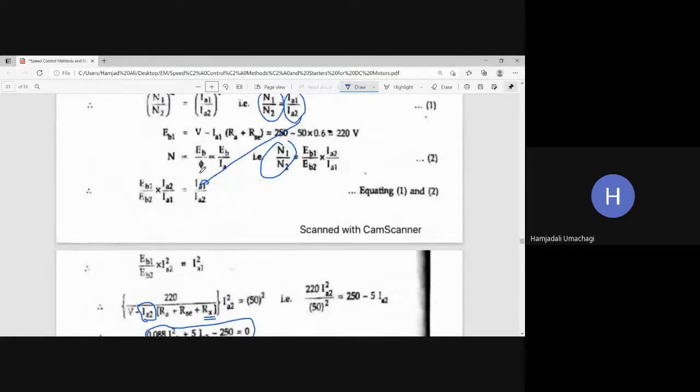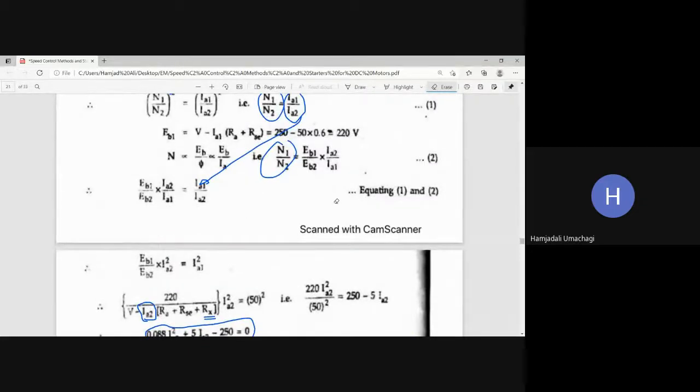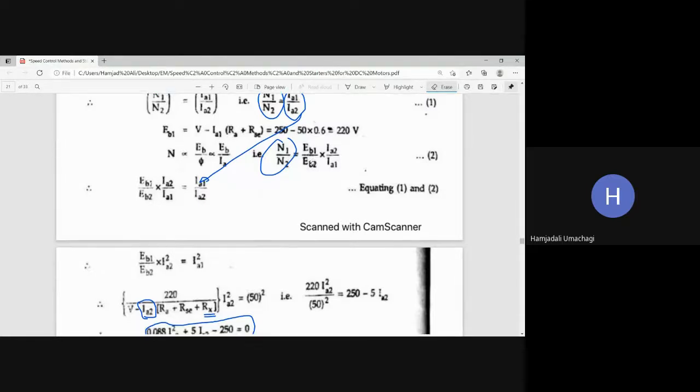Now you substitute in equation 2. Let us see what equation number 2 is. EB1 by EB2 into Ia2 by Ia1 is equal to Ia1 by Ia2. We know Ia1, we know Ia2, we know EB1. Sorry, EB2 also you have calculated. So substitute in equation 2: N1 by N2 is equal to EB1 by EB2. This is our equation. N1 is 1000. N2 is 600. EB1 is 220. EB2, just now we have calculated, is 90.056.